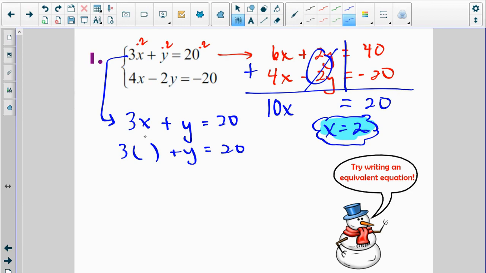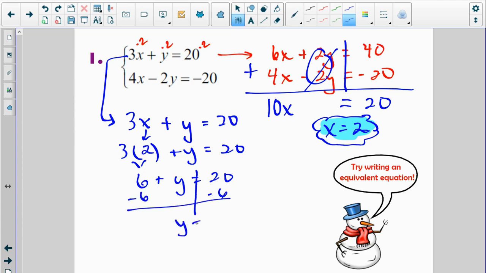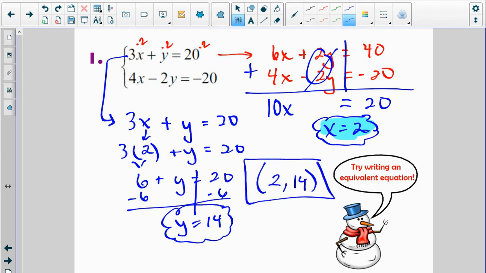So if x is 2, I can replace it. I can change it. I can substitute it. And now that gives me another piece of the puzzle that I can use to solve this equation. So if 6 plus y equals 20, I subtract 6 on both sides, and y would have to be 14. So my final solution is when I put those two together, the x value first, the y value second.